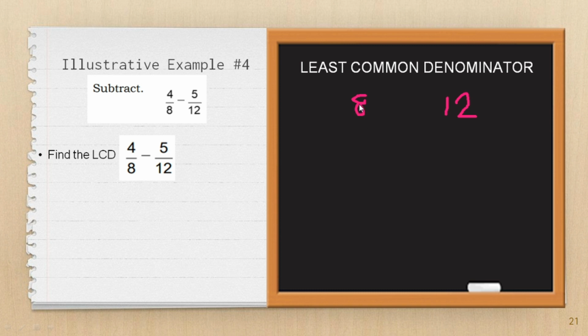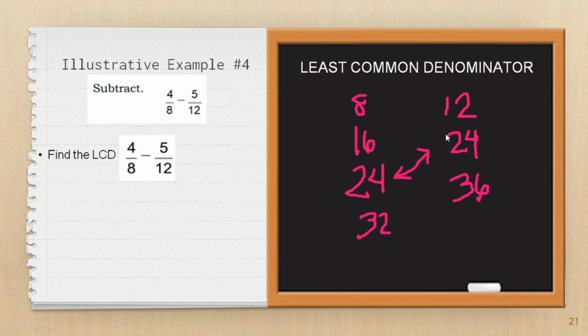So, I have 8. Ang multiple niya ay listing method. 8, 16, 24, 32. Tama? How about 12? Tingnan natin. 12, 24, 36. So, ayun, may nakita na agad tayo na pareho sa kanila. So, I have least common multiple ng 8 and 12 is 24. So, ibig sabihin, the least common denominator is 24.